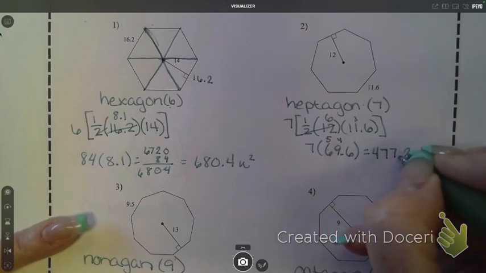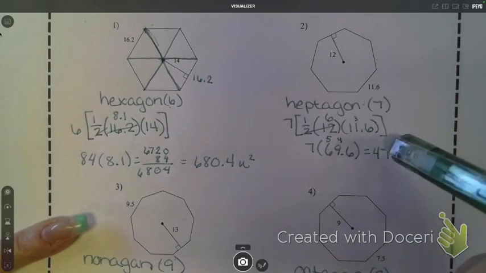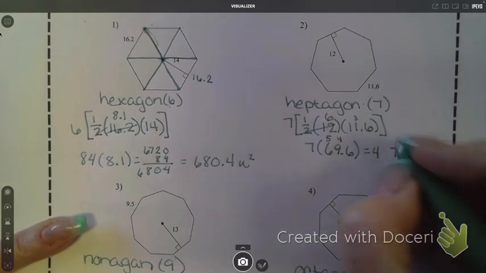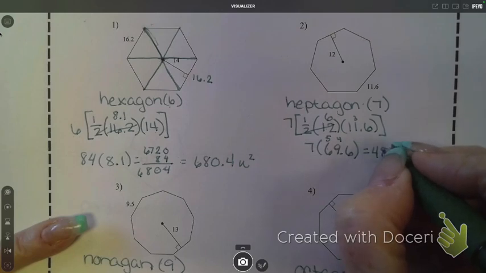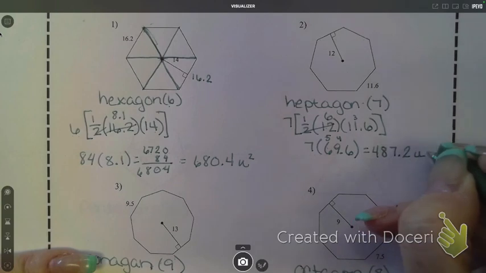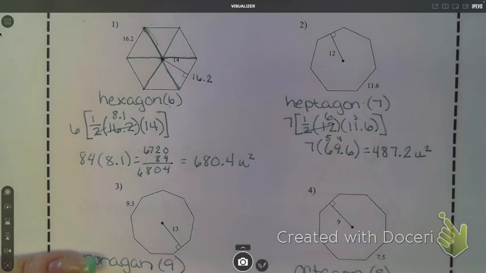So I get, no, that's not right. Oh, it's 48. I can't add, evidently. 487.2 units squared.